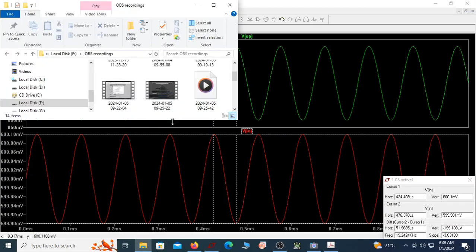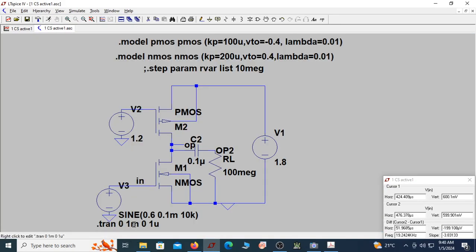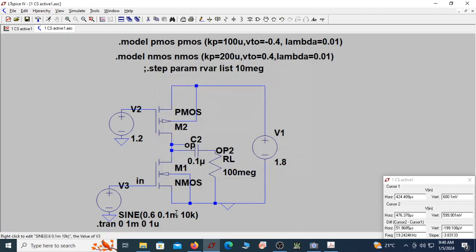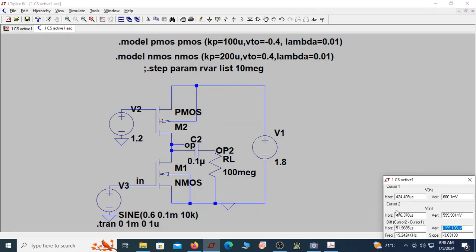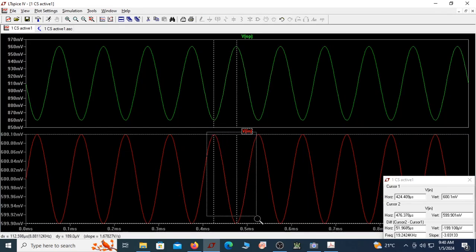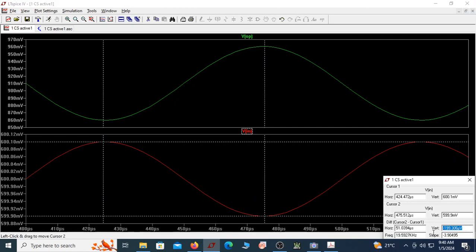Let me go to this and find out how much is the amplitude. You can see this is 1 millivolt. Sorry, this is 0.1 millivolt, which is 100 microvolt. So the peak to peak is 200 microvolt, which is the input. Let me zoom this. You can see it's almost 200 microvolt is the input.